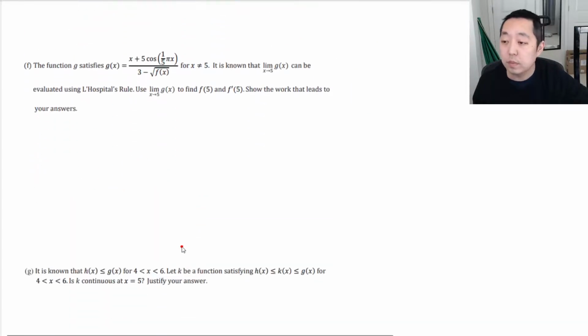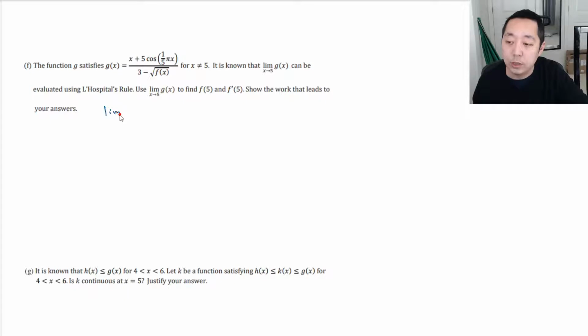Okay. The function g satisfies this equation for x not equal to 5. It is known that the limit can be evaluated using L'Hopital's rule. Use the limit of x approaches 5 of g of x to find f of 5 and f prime of 5, and show the work that leads to your answers. Okay, so the condition for using L'Hopital's rule is I have to have an indeterminate form, like a 0 over 0.